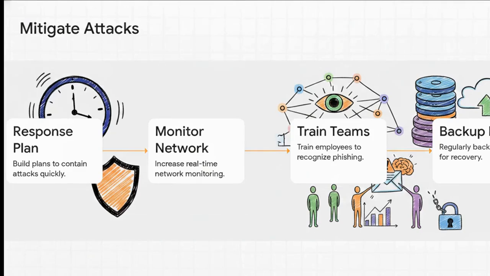But look, prevention is never 100% foolproof. You also need a solid mitigation playbook for when an attacker inevitably slips through the cracks. Organizations must build and practice rigid incident response plans so they can contain a breach in minutes, not months. They need real-time network monitoring. Crucially, they have to train their employees. Remember phishing? Your employees are your absolute first line of defense. If they can recognize a fake email, they stop the attack dead in its tracks.